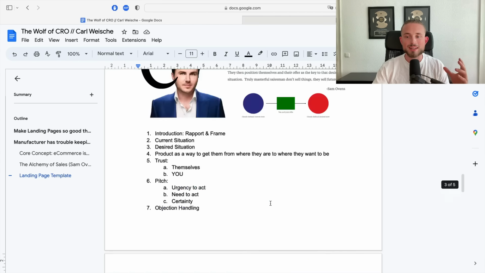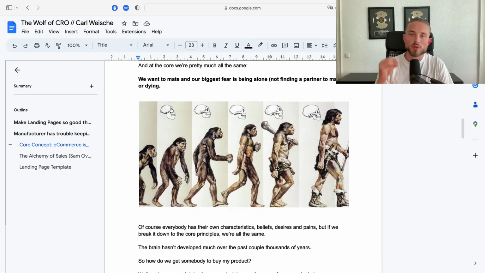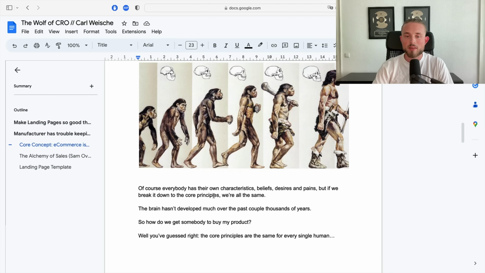So over the different evolutionary stages, these core principles, so the core want and the core fear, have always stayed the same. Obviously, everybody has their own characteristics, beliefs, desires, pains, and everything. But if we break it down to the core principles, we as human beings are all the same, because the brain really hasn't developed much over the past couple of thousands of years. And this is also why I like to talk about principles so much.